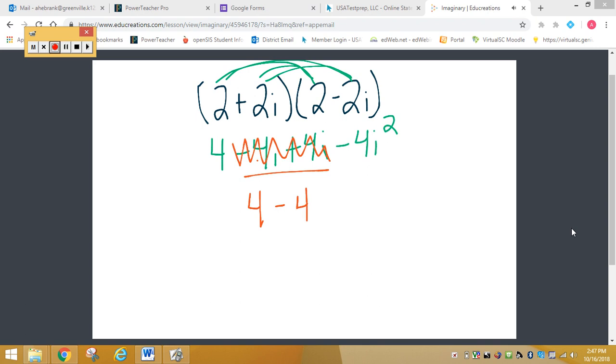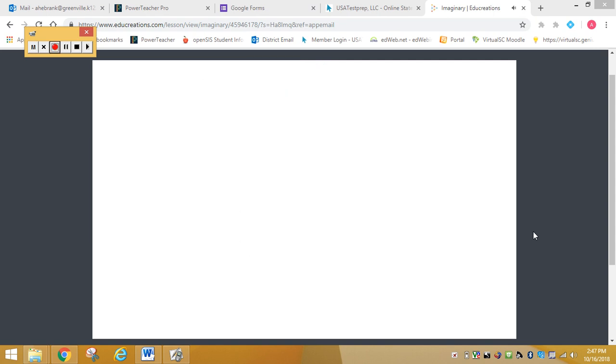So I have 4 minus 4i squared. If you remember, i squared is really negative 1. So negative 4 times negative 1 is actually a positive 4, and 4 plus 4 is 8. So that answer should have been 8.